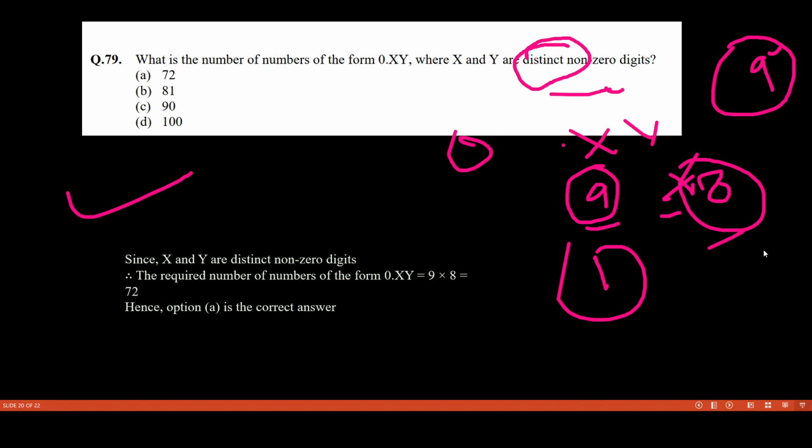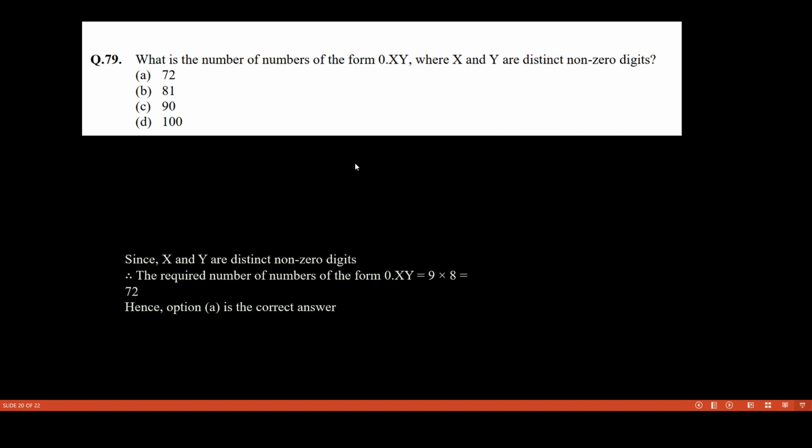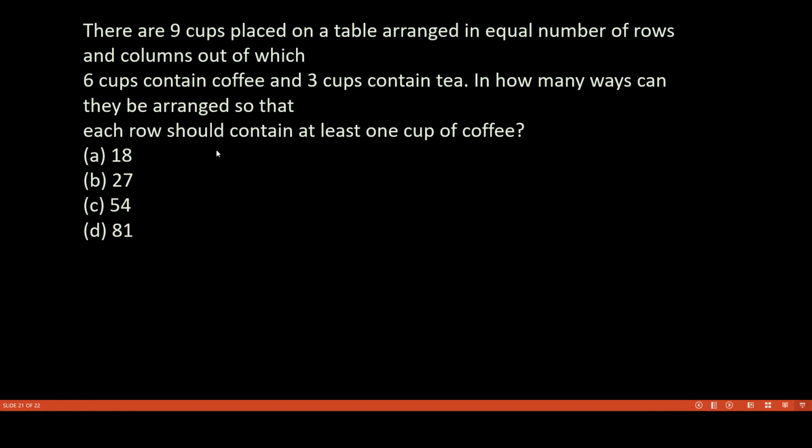All right, let's go for the next question of the UPSC. See, now this is the question that UPSC asked. So what it is saying: there are 9 cups placed on a table, arranged in equal number of rows and columns, out of which 6 cups contain coffee and 3 cups contain tea. In how many ways can they be arranged? All right. So what the question is saying is that we have 9 cups, out of which 3 cups are tea and 6 cups are coffee.